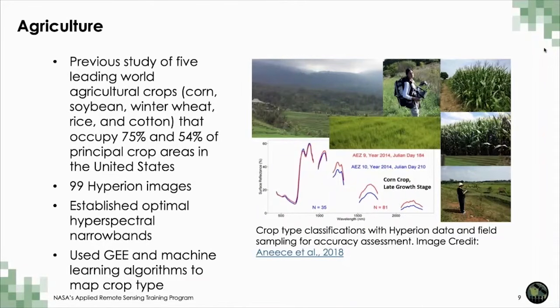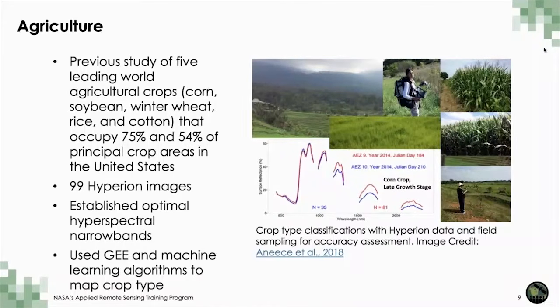So for this project, a team of researchers conducted a detailed study of 5 leading world crop types: corn, soybean, winter wheat, rice, and cotton, that occupy 75% of principal crop areas in the United States and 54% in the world. The project was conducted in 7 agroecological zones of the United States, using 99 Hyperion hyperspectral images from 2008 to 2015 at 30-meter spatial resolution.